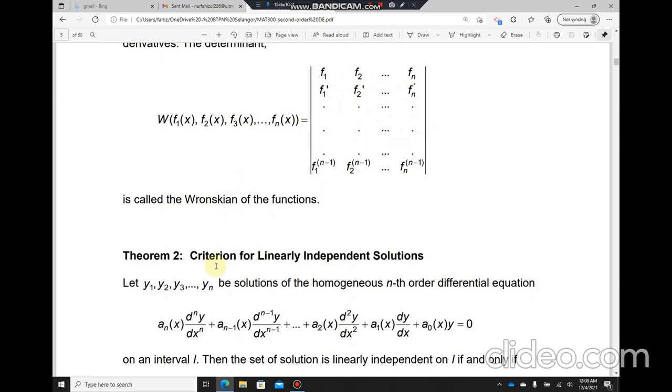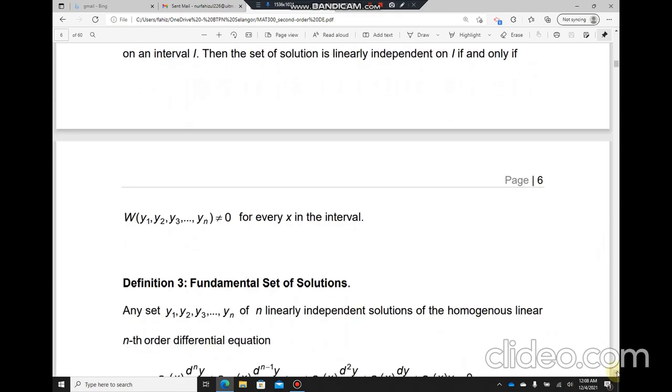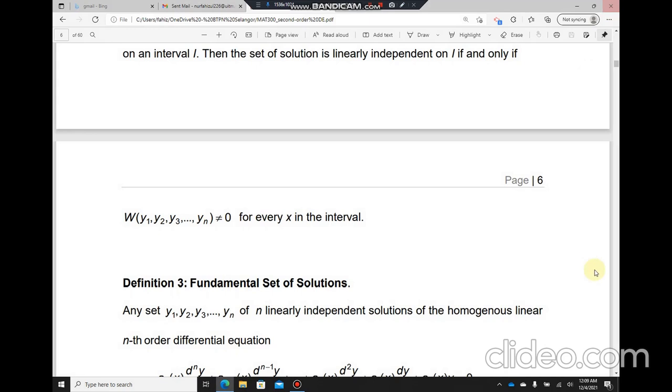Okay, criterion theorem 2, criterion for linearly independent solution. Let y1, y2, y3, yn be solutions of the homogeneous nth order differential equation on an interval I, then the set of solutions is linearly independent on I if and only if W of y1, y2, y3, yn not equals to 0 for every x in the interval. So kita boleh tentukan dia linearly independent kalau Wronskian dia tak sama dengan kosong. So yang ni salah satu cara untuk tentukan either the function is linearly dependent or linearly independent. So dia berdasarkan Wronskian. Kalau Wronskian not equals to 0, dia adalah linearly independent. So kita just tentukan daripada nilai Wronskian.